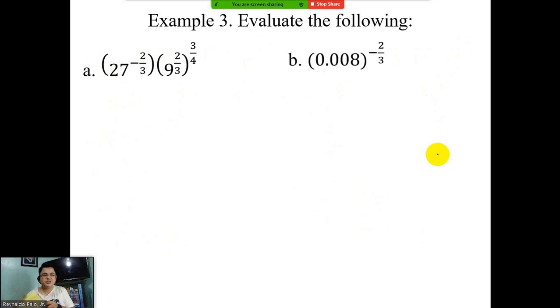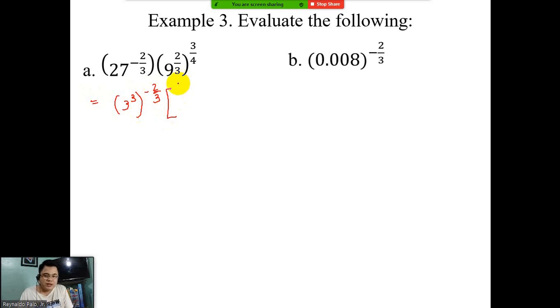So how are we going to simplify this? Same thing, of course, we have to factor. If we can make the bases similar, we have to make them similar for us to be able to easily simplify this. Alright, so this is what we are going to do. 27, okay, square root will not work. Square root of 27 is not exact, so you can try cube root of 27, then you will be getting 3. So this will become 3 cubed, then raised to the power of negative 2/3.